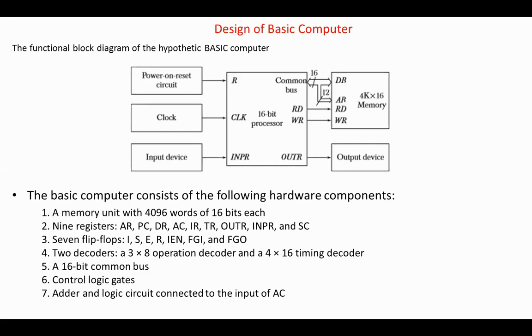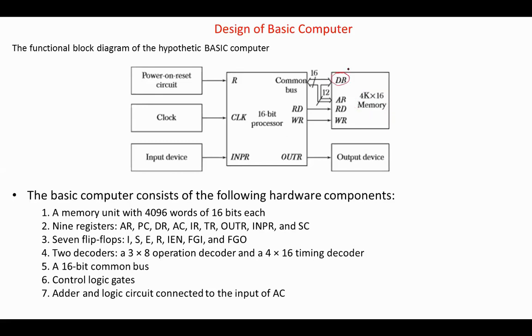Functional block diagram of the basic computer is shown in this figure. The basic computer consists of the following hardware components: a memory unit with 4096 locations, each of size 16 bits. The unit has two control signals, read and write, and is connected to the CPU through a 16-bit common bus.